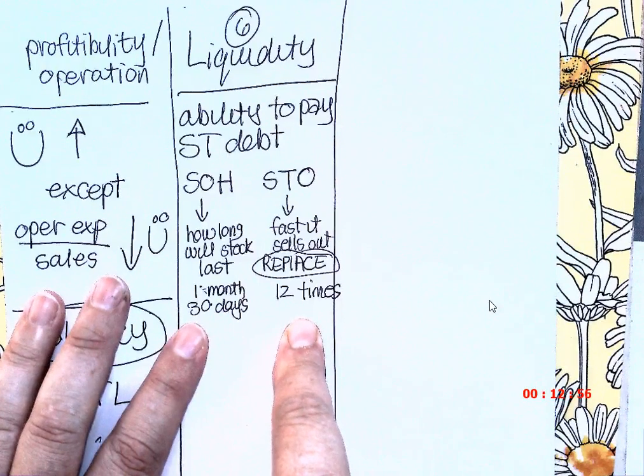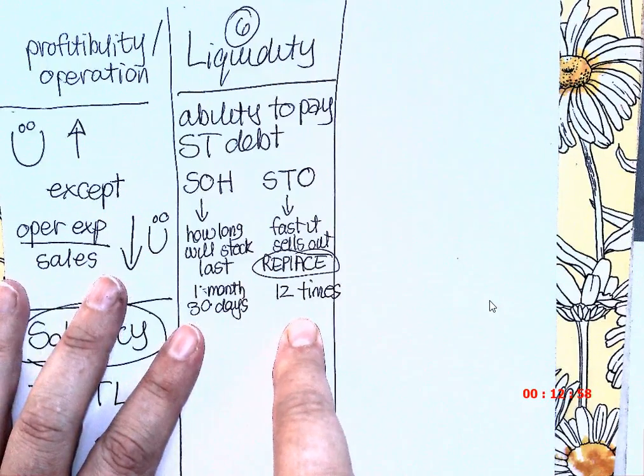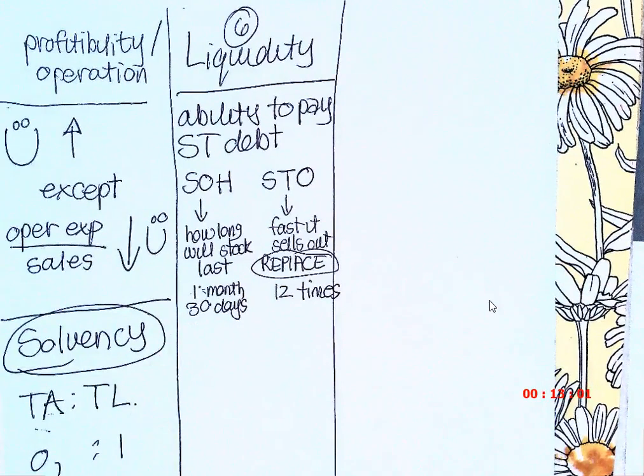Let's go quickly about that again. Let's say I have 1 item that I sell, and it takes me a month to sell the item. Then it means I've got enough stock for 1 month. How many times will I sell that item? 12 times, because there's 12 months in a year.